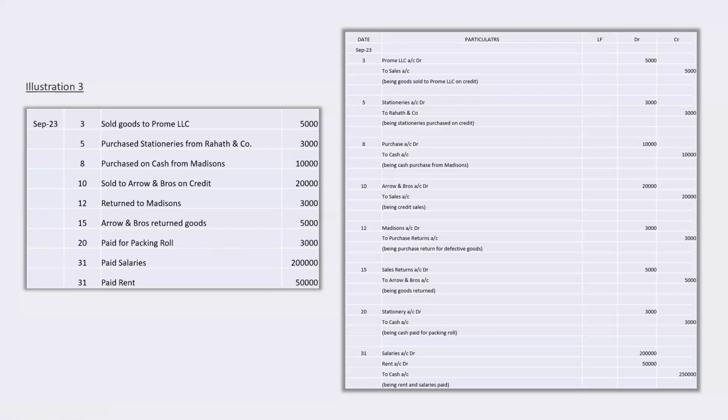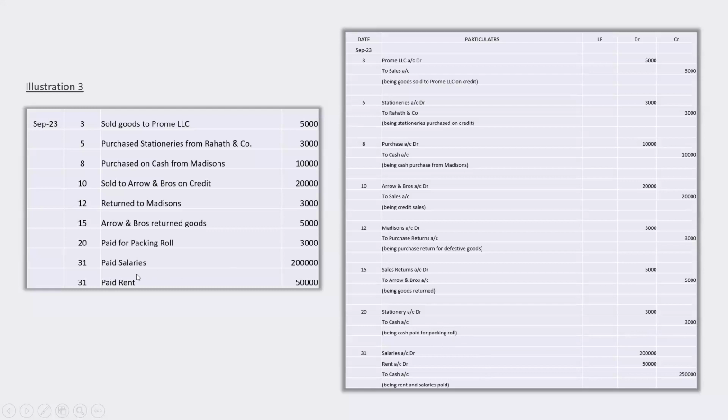But in the case of a credit purchase, buying stationery on credit, it would have been mentioned here. In that case, you can mention to purchase account creditor instead of cash account. So the entry would be stationery account debtor and to cash account creditor 3,000. In the narration, being cash paid for packing roll. Here you are mentioning what stationery the company has purchased.